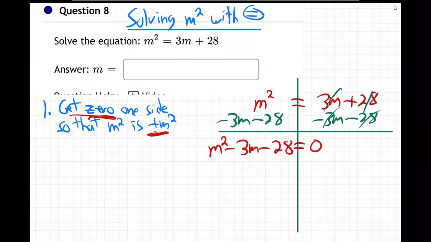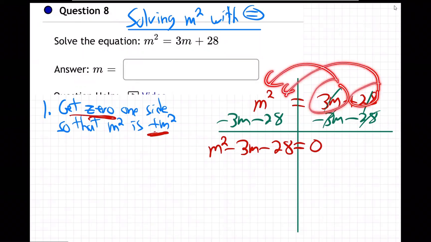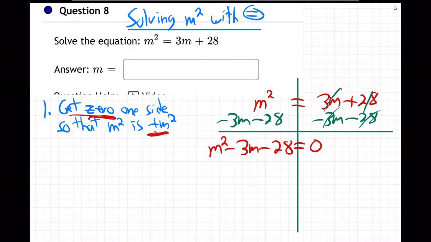Now, at the same time, really all you have to do is grab these terms and just jump them to the other side. You don't have to do all that stuff I'm writing. That'll be quicker. And when things jump to the other side, they just switch their signs. They'll become minus and minus. That'll save time. All right, step 2.